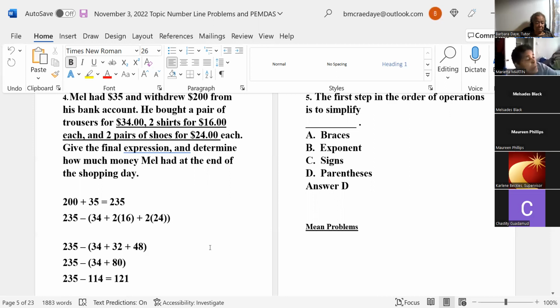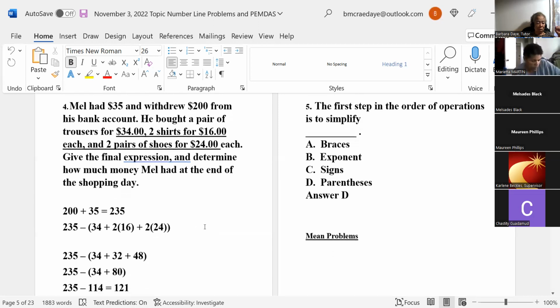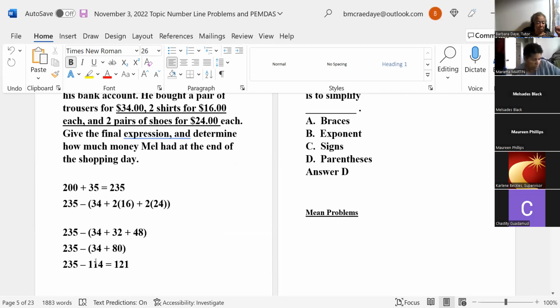But the answer should have been 121. 121? Mm-hmm. Oh, so I made an error with something. Yeah, your setup was okay, but I think you had an error someplace. Total amount of money was $235, right? Yes, 200 plus the 35 he already had, 200 from his account, plus the 30, that's the total. So he spent $118. So he spent $114.